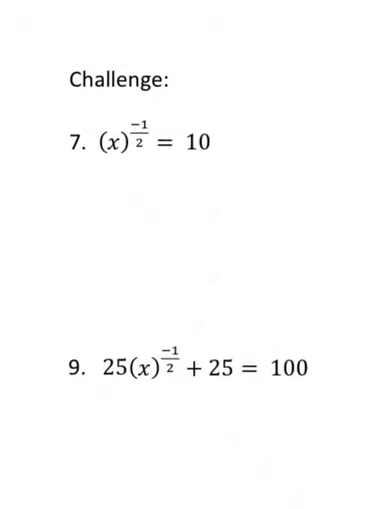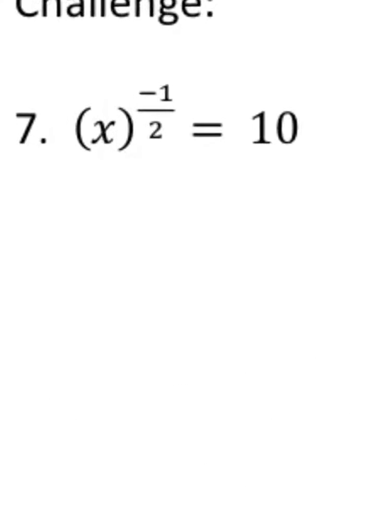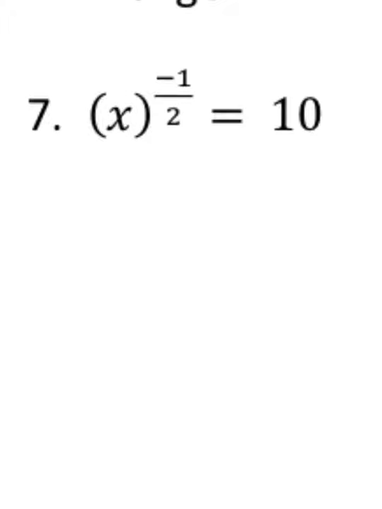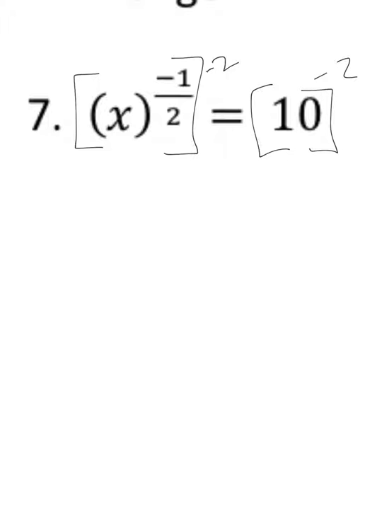So now we're going to talk about fractional exponents that are also negative. The way I like to do this is to continue on with the same method, just to keep everything routine. Whenever I have a fractional exponent, even if it's negative, I like to take it to the reciprocal power. Well, the reciprocal of negative 1/2 is negative 2. So that means that we're going to end up with x equals 10 to the negative 2 power.